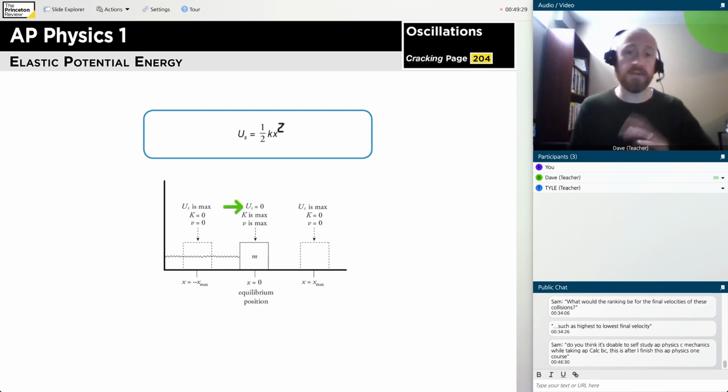And then considering it's conservative, it'll trade off perfectly with kinetic energy. So if we have a maximum potential energy, we should have a minimum kinetic energy. So kinetic energy and hence speed are going to be 0 at either amplitude, but through the equilibrium position where potential energy goes to 0, kinetic energy will maximize and so will the speed.